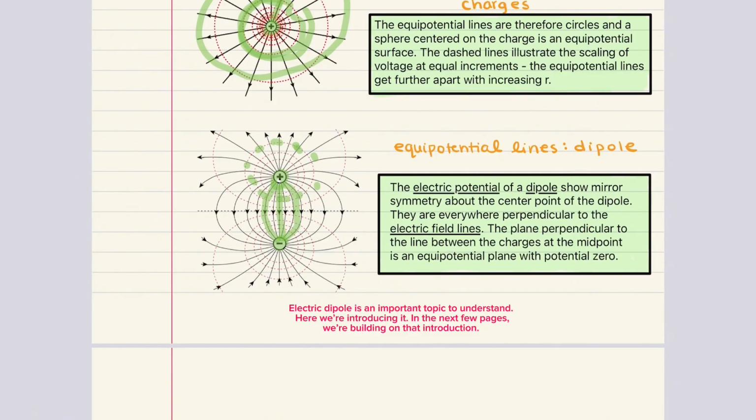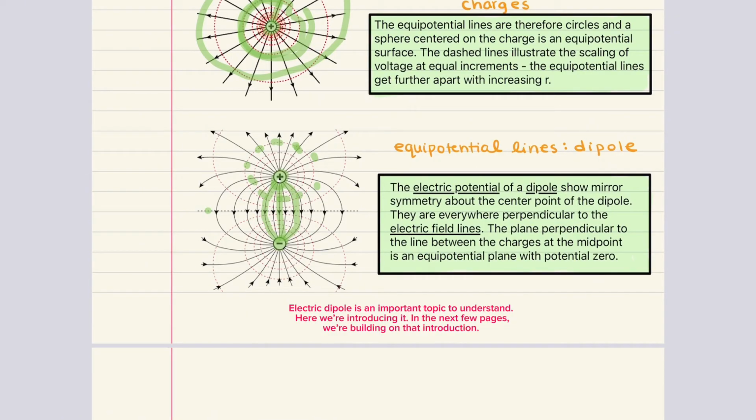Now, a particularly important equipotential line is the plane that lies halfway between the positive and negative charges. This is called the perpendicular bisector of the dipole. At this point, the electric potential is zero. This means that if you place a test charge in this plane, no work is required to move the charge along the plane because the potential is the same at every point.